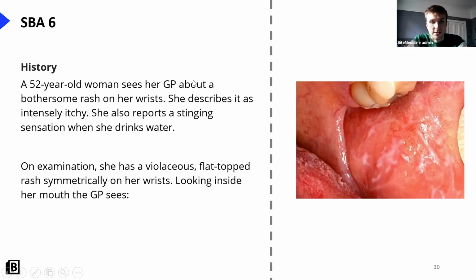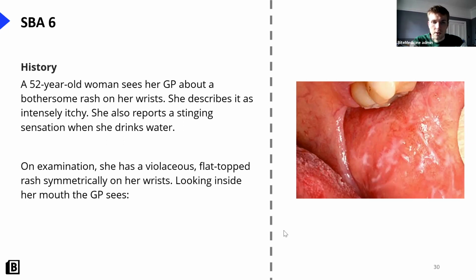So we have got a 52-year-old woman who sees her GP about a bothersome rash on her wrists. She describes it as intensely itchy. She also reports a stinging sensation when she drinks water. On examination, she has a violaceous, that just means violet-coloured, flat-topped rash, symmetrically on both wrists. Looking inside her mouth, the GP sees this. So we've got, I think this is the tongue depressor here. This is the back of the mouth to the left. The tongue. This is the back molars. So this is the buccal mucosa. We've got this white discoloration there.